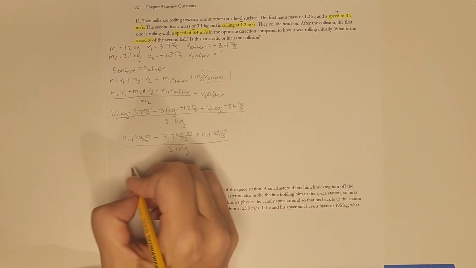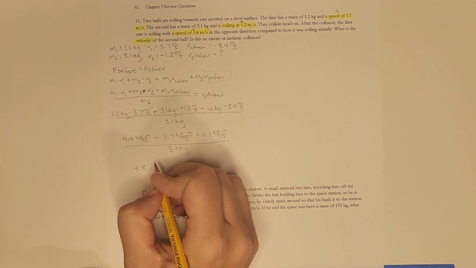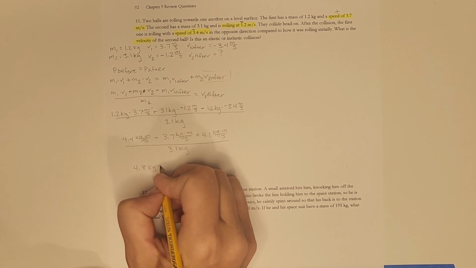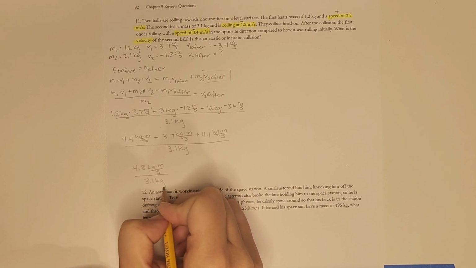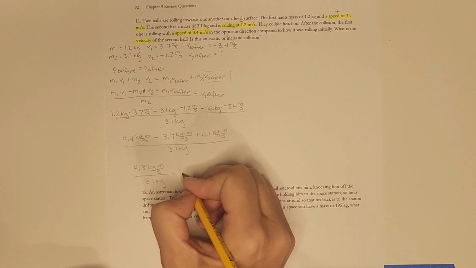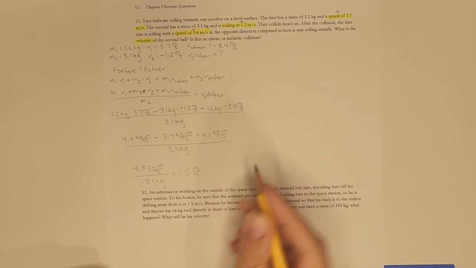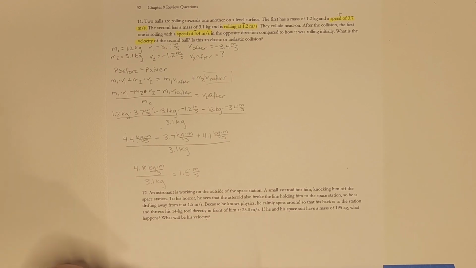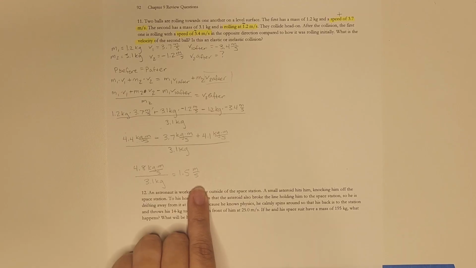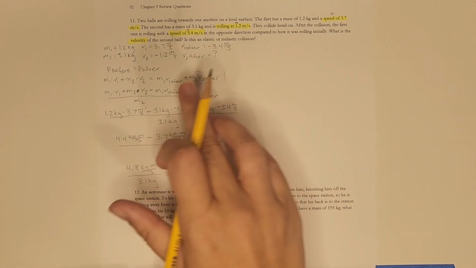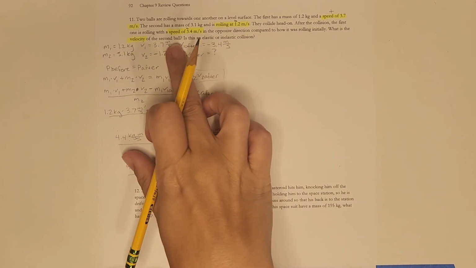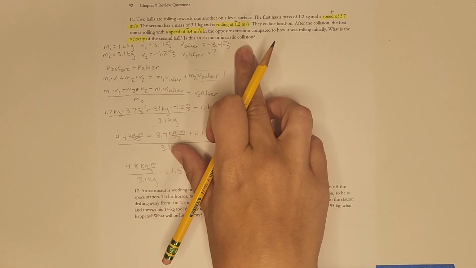And so that gives us 4.8 kilograms times meters per second divided by 3.1 kilograms, and 1.5 meters per second as our ultimate velocity. And remember that this is going to tell us our direction too, and it's going to be going in the same direction as the initial direction of the first ball, or you could say the opposite direction of what this second ball was originally rolling. But that's only half the question. We also needed to find out if this is an elastic or inelastic collision.